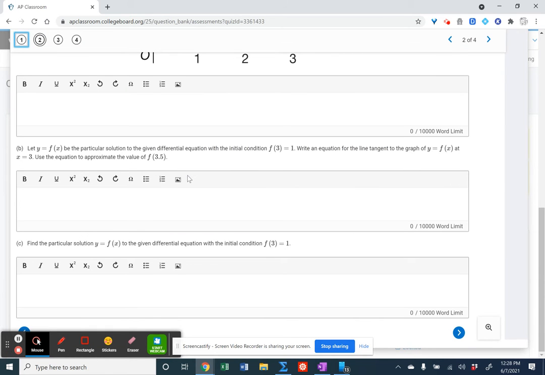So anyways, let y equal f of x be the particular solution to the given differential equation with the initial condition that f of 3 is equal to 1. Write an equation of the tangent line to y equals f of x at x equals 3, and use the equation to approximate f of 3.5.